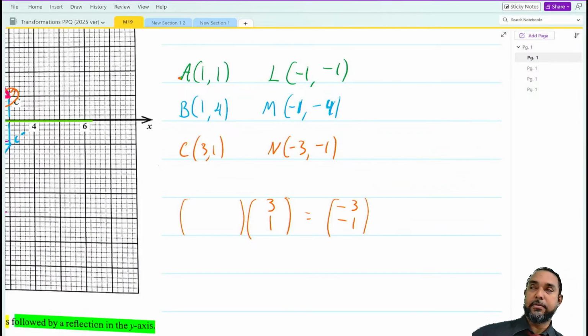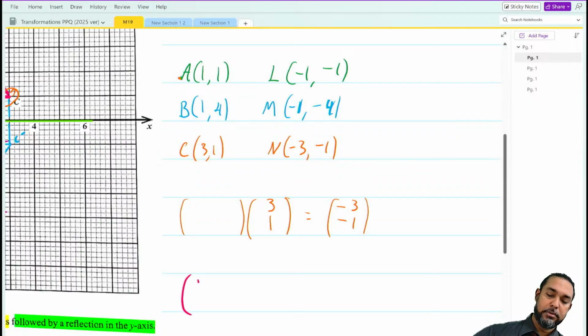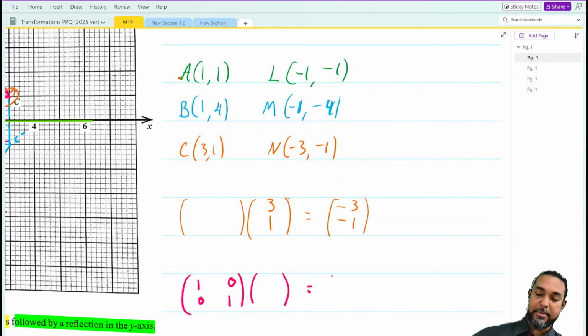Now, from a very simplistic perspective, what do I have to multiply by 3 to get -3? And what do I have to multiply by 1 to get -1? -1, right? Now, the matrices of transformation for your purposes will all be some variation of the identity matrix. What's the identity matrix, guys? Remember? 1, 0, 0, 1. And the identity matrix is the matrix equivalent of multiplying by 1.